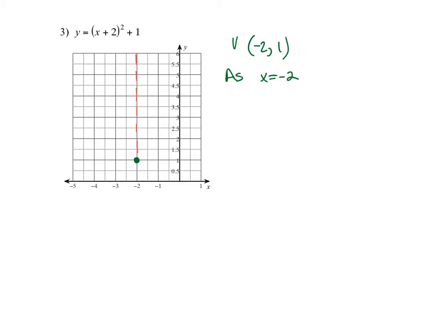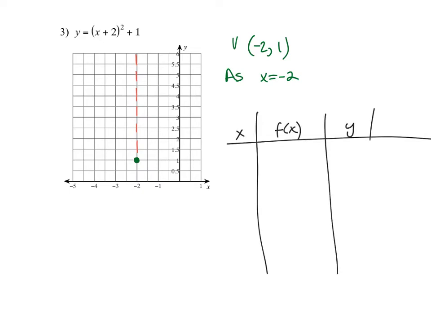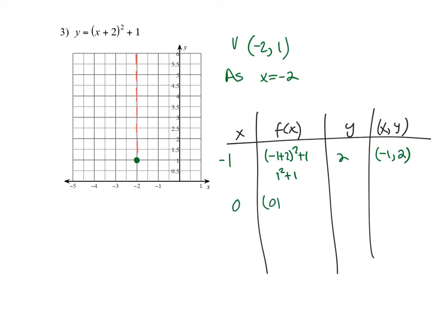Okay, so I'm going to start by, again, substituting -1. So (-1 + 2)² + 1. So 1 squared plus 1 is 2. So I have the point (-1, 2). Now I'm going to substitute 0. So (0 + 2)² + 1. So 2 squared plus 1, 4 plus 1 is 5. So (0, 5).